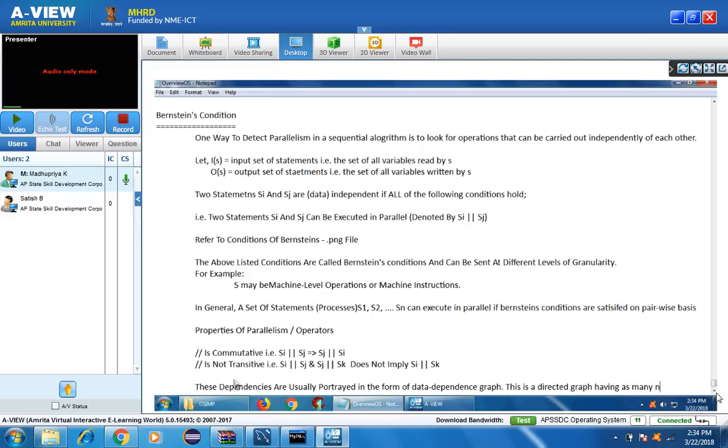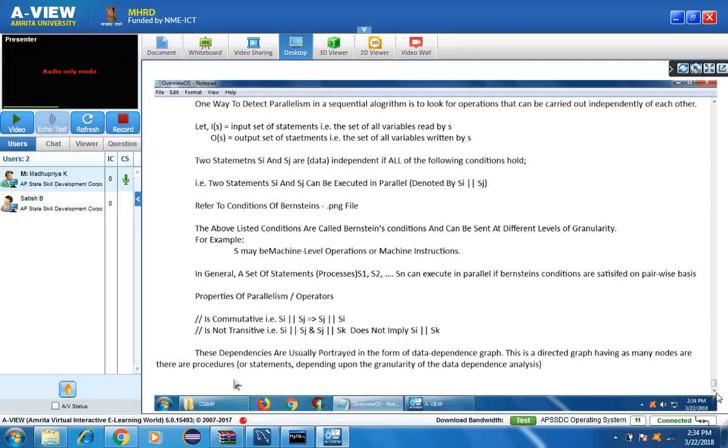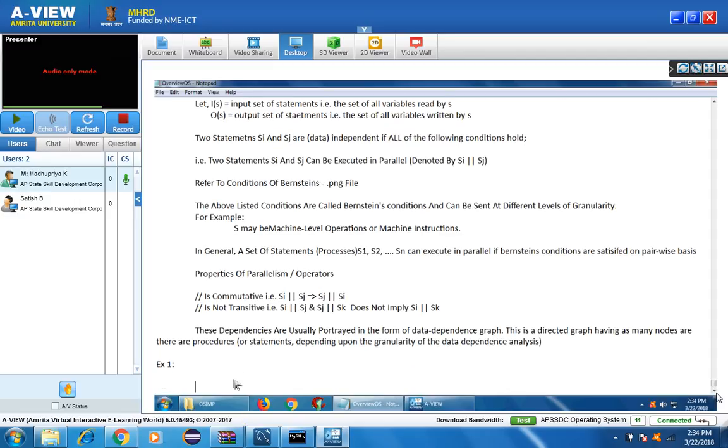having as many nodes as there are procedures or statements, depending upon the granularity of the data dependence analysis. Now we'll analyze dependencies through this graph, so that with mathematical expressions you can easily understand what it means: flow dependent, output dependent, anti-dependent. We'll see that through a simple example.